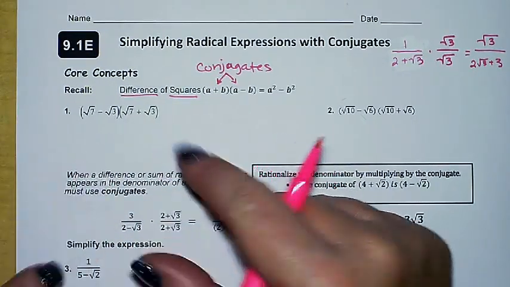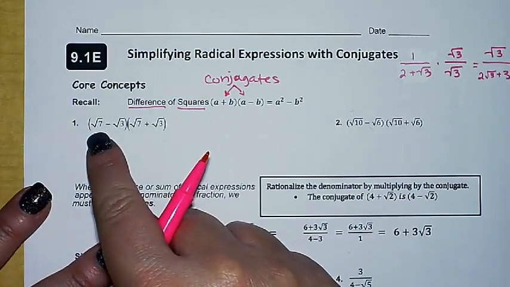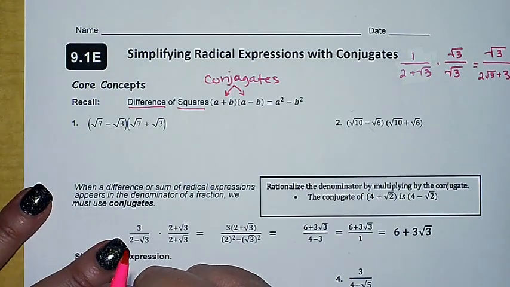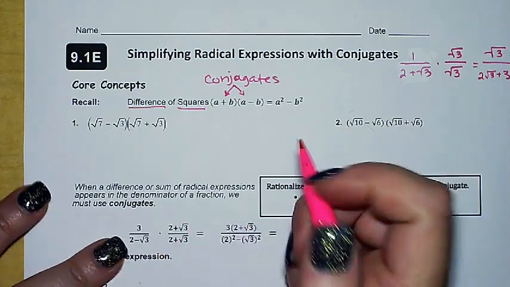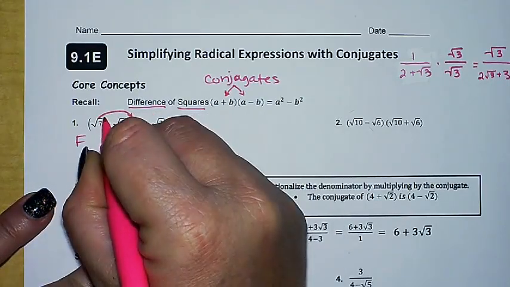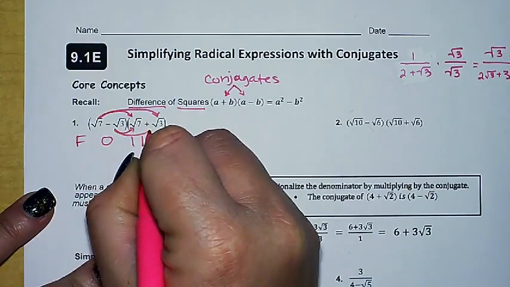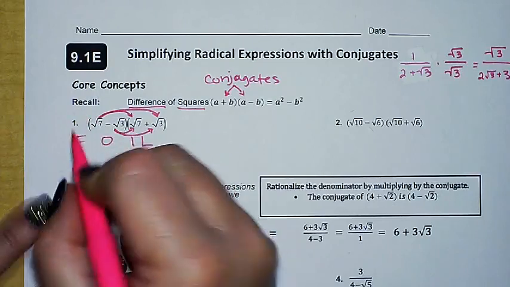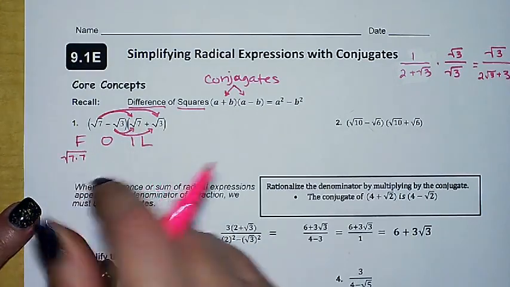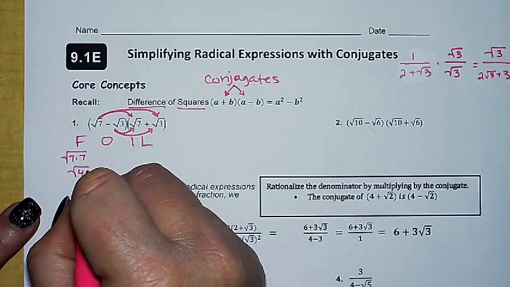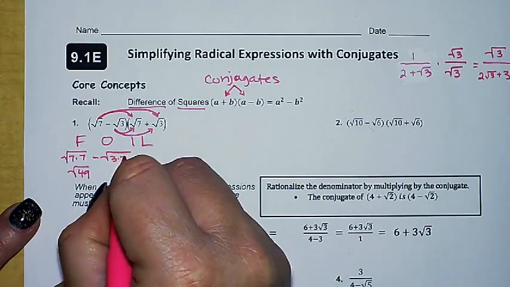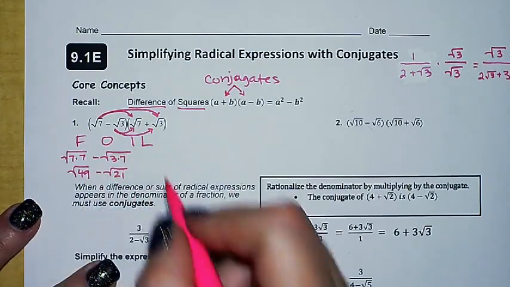So let's just kind of review why that works, okay? Let's take the square root of 7 minus the square root of 3 times the square root of 7 plus the square root of 3. Well, if we FOIL that, or distribute, we know that this has to go to both of these. This has to go to both of these. The first thing I get is the square root of 7 times 7, which is the square root of 49. Then I get a minus the square root of 3 times 7, which is the square root of 21.